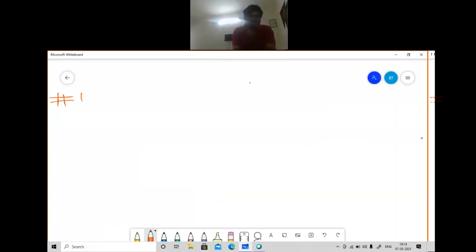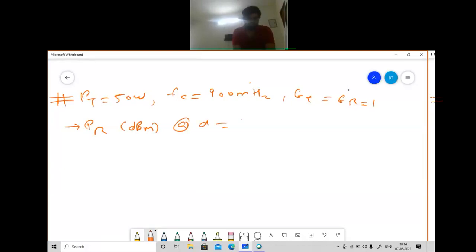What is given to us? Power transmitted is given to us as 50 watt. Frequency is given as 900 megahertz, and gain of transmitting antenna and gain of receiving antenna is given as 1. So this is given to us, and we have to calculate first the power received in terms of dBm when the distance is 100 meter. So this is the first problem.